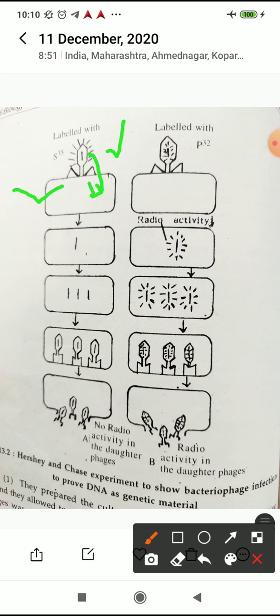By using bacteriophages, Hershey, H-E-R-S-H-E-Y, and Chase, C-H-A-S-E, by using the radioactive tracer technique, provided direct proof that DNA is the genetic material. The viruses infecting bacterial cells are called bacteriophages. T2 bacteriophage can attack and infect the bacterium Escherichia coli.